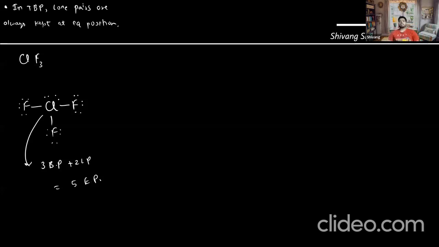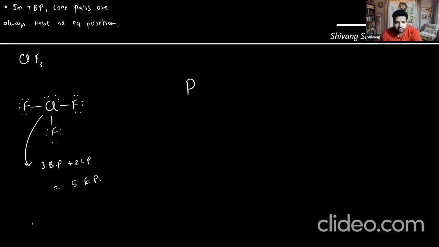But for now, we'll just learn that in trigonal bipyramidal, the lone pairs are always kept at equatorial position. Fine. So let's draw it.